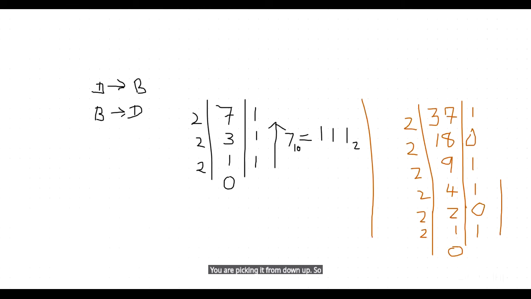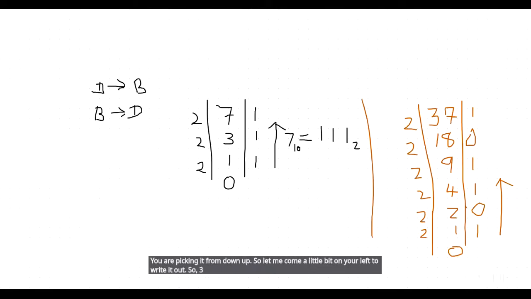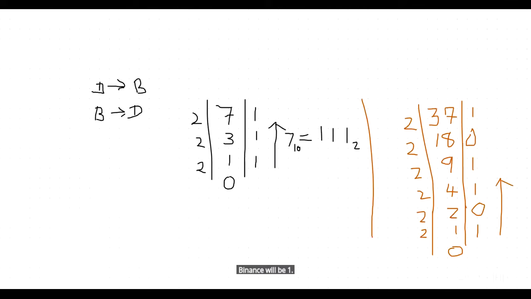So let me come a little bit on your left to write it out. So 37 converted to binary will be 1, 0, 0, 1, 0, 1. That is the binary equivalent of 37. Those on YouTube, am I correct?